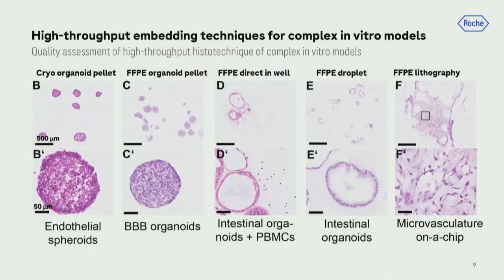So, coming back to the different workflows. Here the cryo organoid pellet, as I said, is very fast, but the morphology is okay-ish and could be better with the FFPE. But it's very fast, and if you just need to check for several markers, it's really helpful, and it will also already give you an idea of the morphology of this model. With the FFPEs, you have here the organoid pellet, as I showed you a second ago, with the nice morphology, and the direct in-well, as I said.